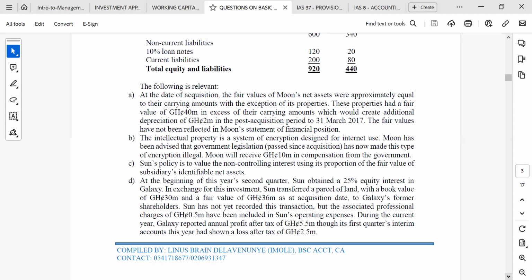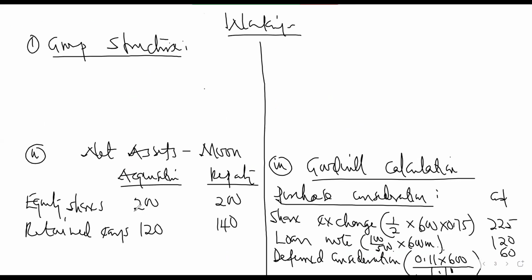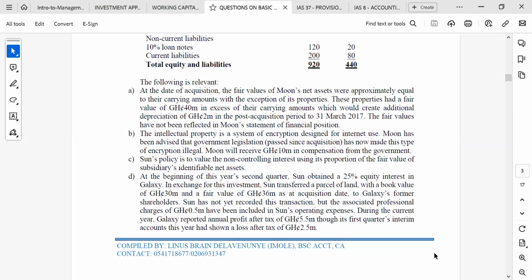So at the date of acquisition, the net assets calculated, let's go there. We are using the book values, which is the carrying values. So they are telling us that this net asset that we have calculated over here, we haven't taken into consideration an increase in the value of a property. So a property is now increasing by what? By 40 million. So if the asset is increasing by 40 million, what will be the effect on the equity, on the net assets?